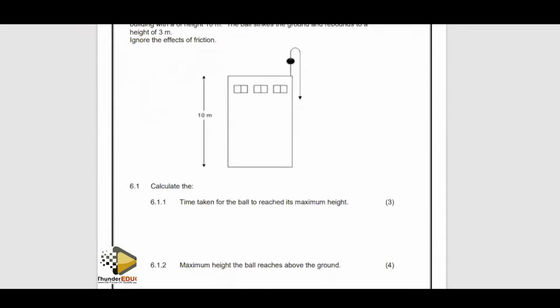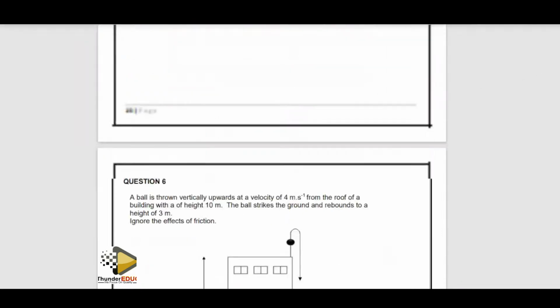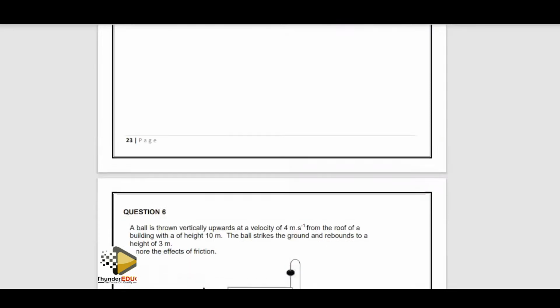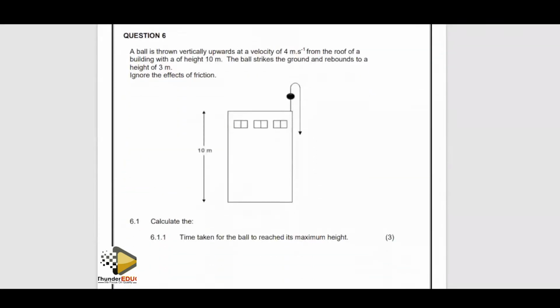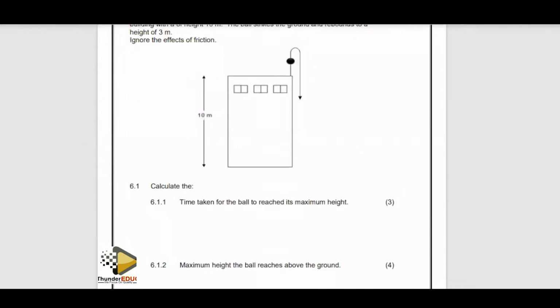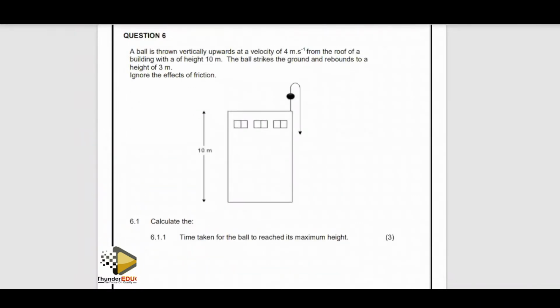So a ball is thrown vertically upwards at a velocity of 4 meters per second from the roof of a building with a height of 10 meters. Then the ball strikes the ground and rebounds to a height of 3 meters. Okay guys, let me work this out, but if the next question is more of the same, I'm going to skip it so that we look at a different sort of scenario.